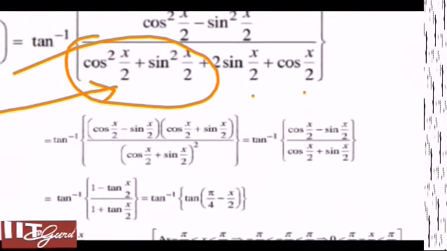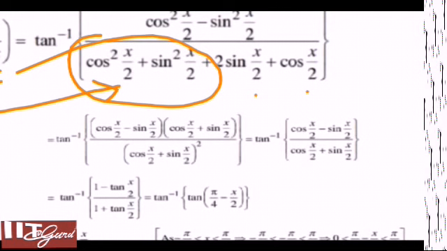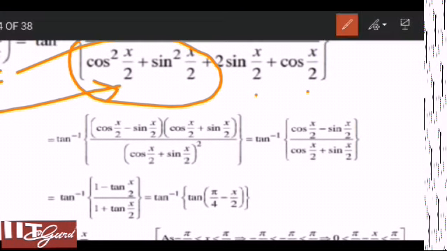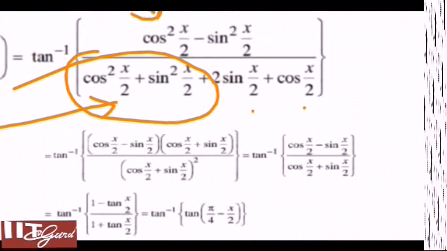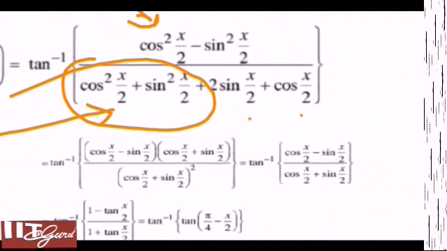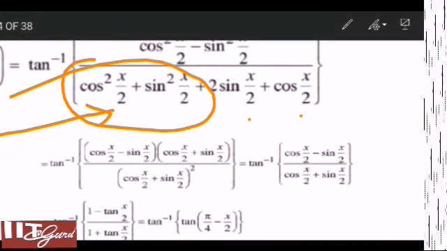And if you divide in numerator and denominator by cos x by 2, then what we find here is 1 minus tan x by 2 over 1 plus tan x by 2, that is tan inverse tan of pi by 4 minus x by 2. And hence the result will be tan inverse tan of pi by 4 minus x by 2. But here you have to notice the condition: x lies between minus pi by 2 to plus pi by 2. The result is pi by 4 minus x by 2.